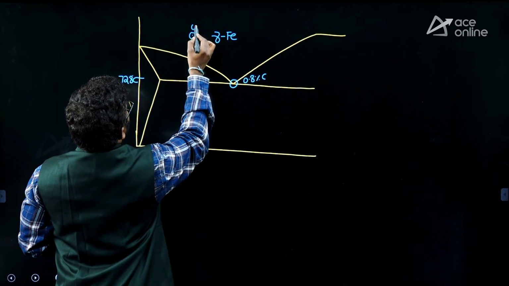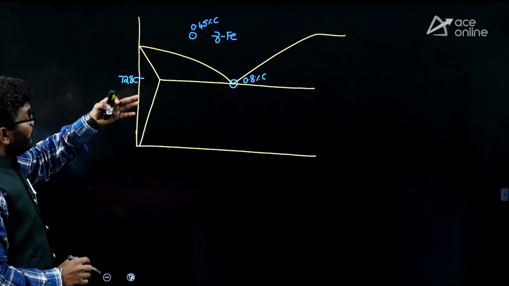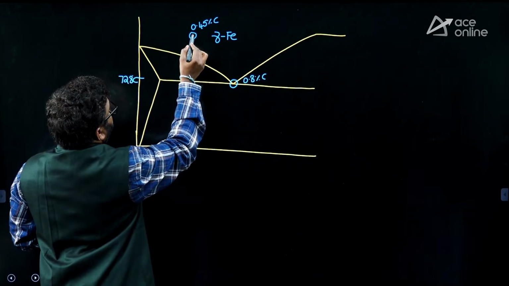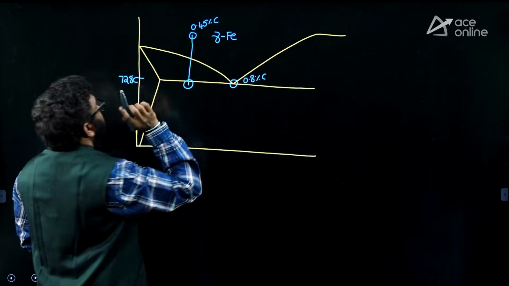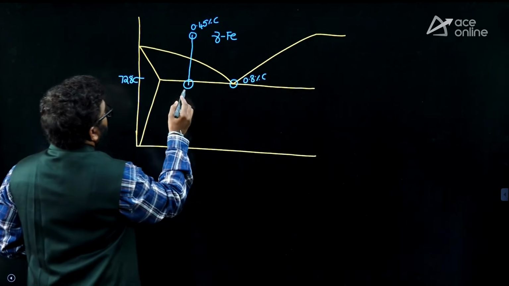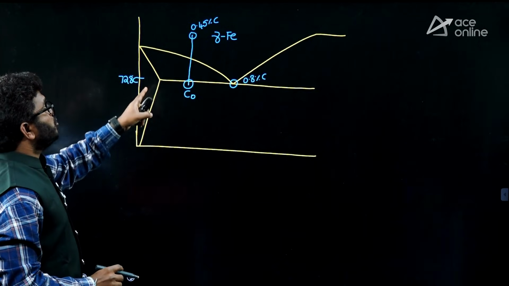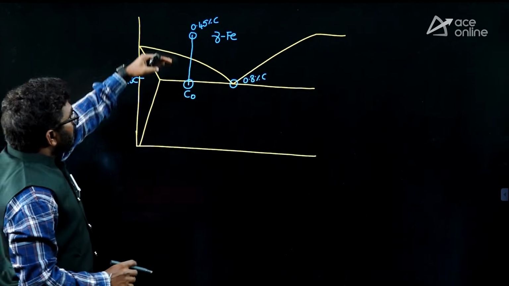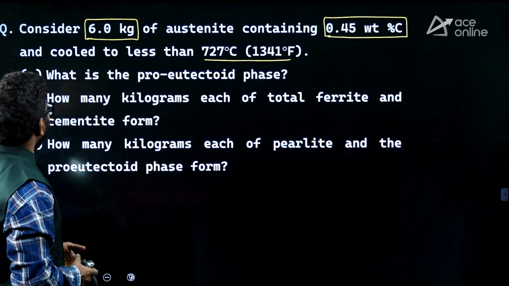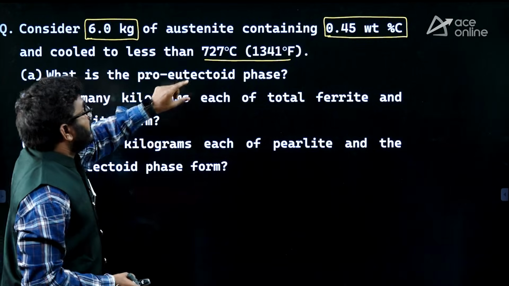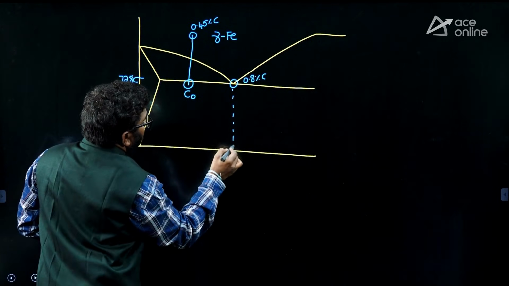Suppose I take 0.45% of carbon cooled from austenite to just below the eutectoid temperature. So, they are cooling up to here. This is my required point C naught. 6 kg of 0.45% carbon steel is cooled from austenite to just below this temperature. Then what they are asking: what is the proeutectoid phase? Tell me, in this region, what is the proeutectoid phase?